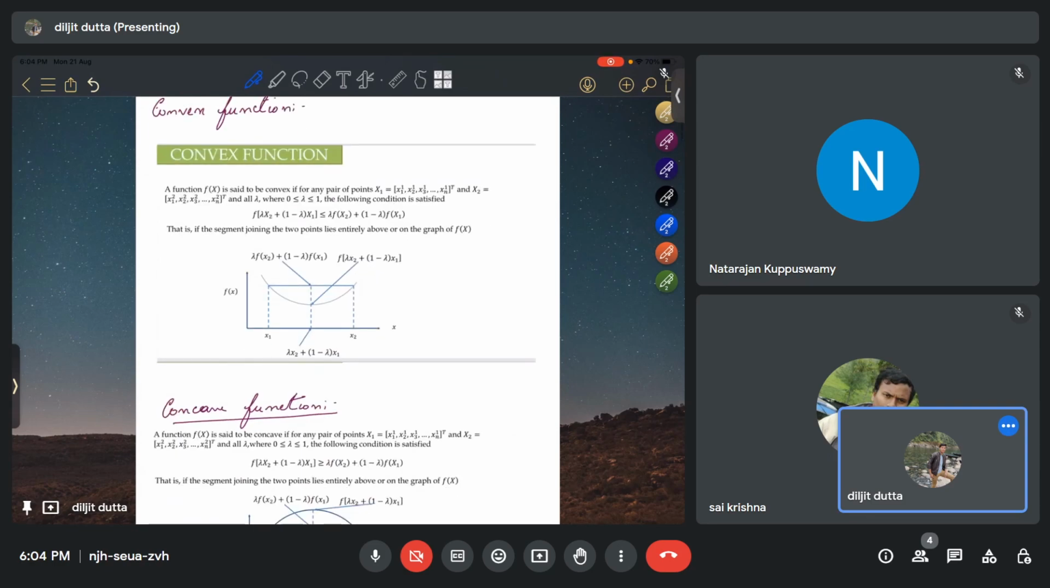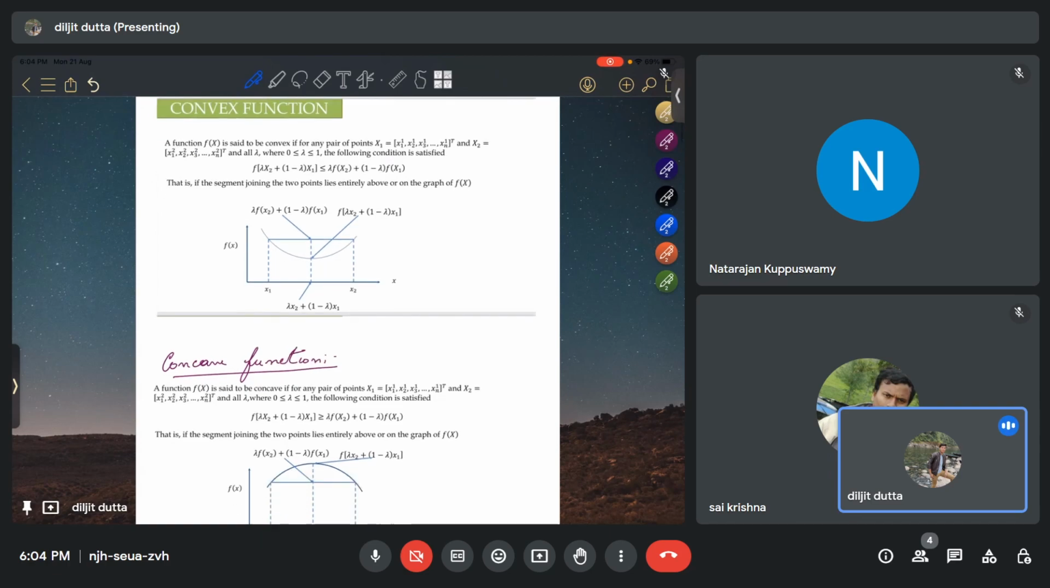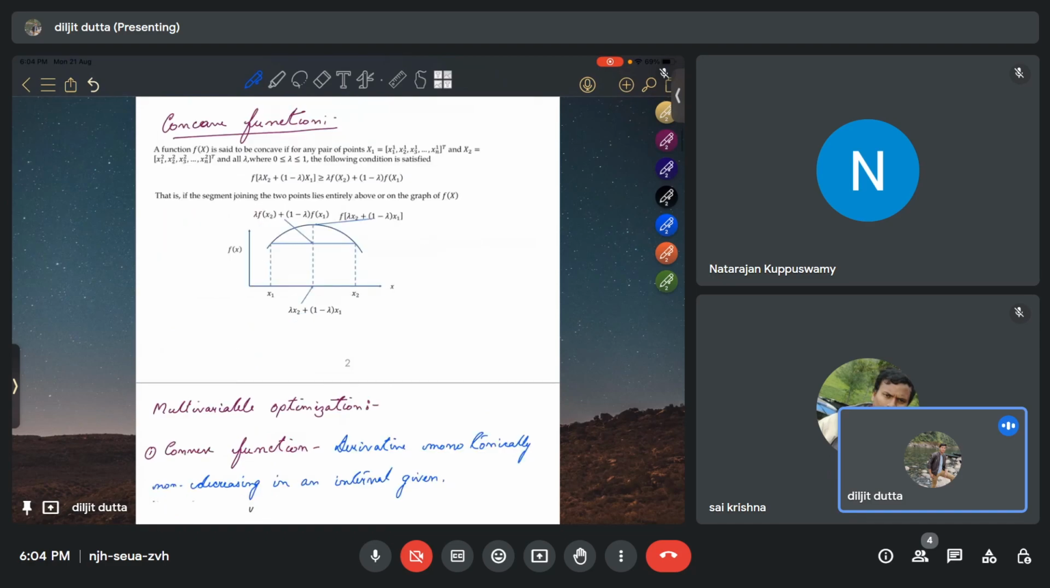multivariate problems. As you have already seen in the class, a convex function is defined as a function where for any 2 points, suppose x1 and x2, and for a given lambda in the range 0 to 1, the following condition is satisfied. The condition says that the chord joining the 2 points should be above the graph of f of x. That is the whole condition of a convex function. If the chord is below the function f of x between the 2 points, then it is a concave function. This is the basic difference between a convex function and a concave function. A convex function will always have a minimum, and a concave function will always have a maximum. So these are the basic definitions.